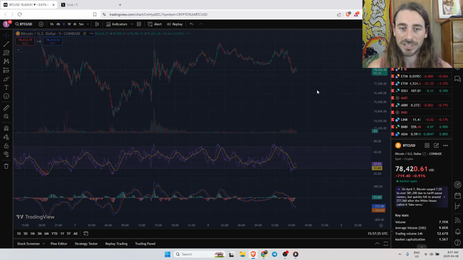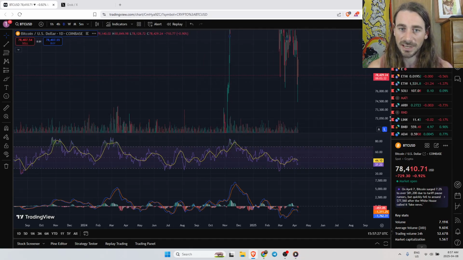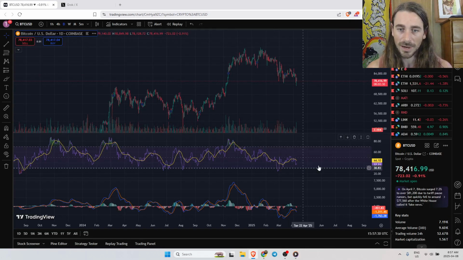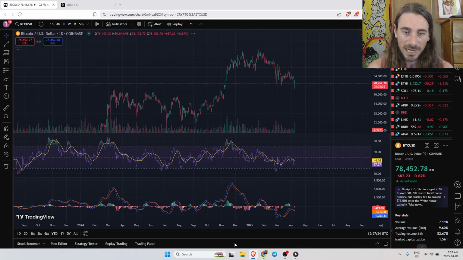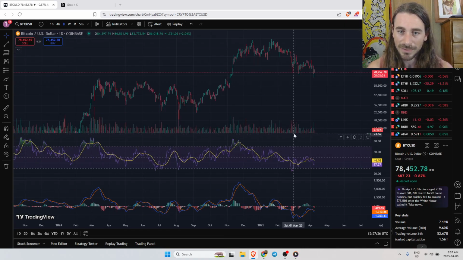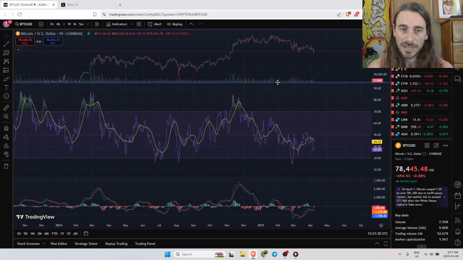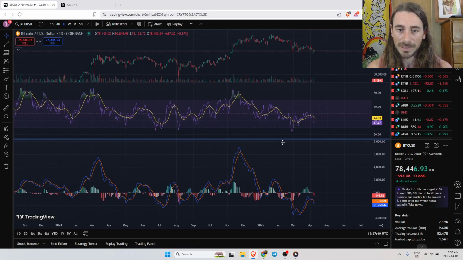So let's just say we're starting out on the daily chart here. And we see we've got our RSI open, we've got our MACD open, and we're going to look at these and gauge whether or not we're overbought or oversold. So I'll just pull these up, make them a little bit more visible.